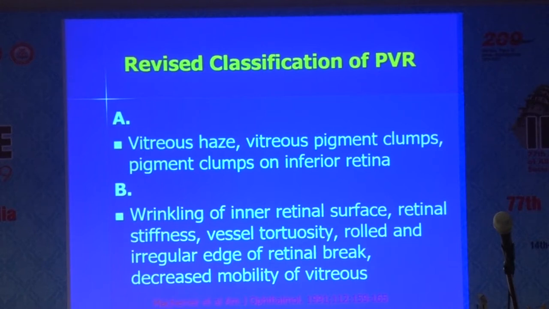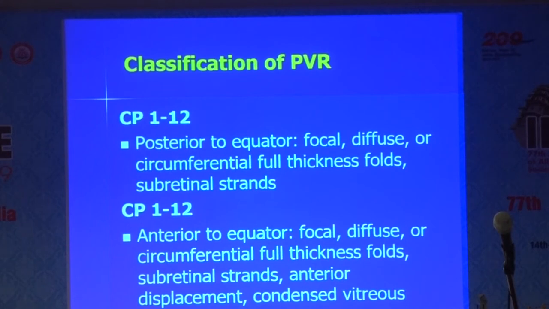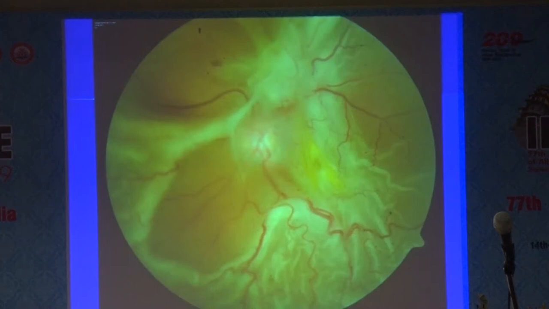So most of these were done way back in 1991, revised again by McNamara et al. And here, the first and second are the same. But in the third, they included the posterior to the equator and anterior to the equator, whether it is focal, diffuse, or circumferential, full thickness folds, or subretinal strand. I think most of the time we may not be using it, but at times it becomes important because we need to go with a particular plan.